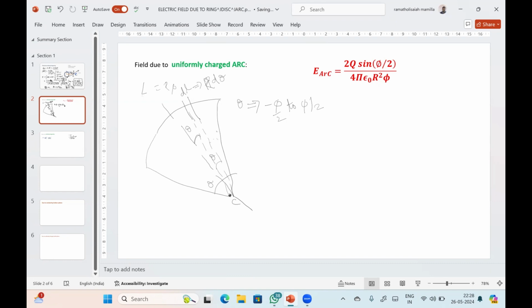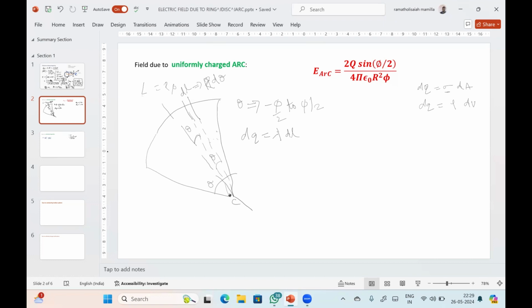Now you know dq is equal to lambda into dl, because it's an arc, with linear charge density. If it is a disk or 2-dimensional lamina, then sigma into dA or dS will go. For a 3-dimensional shape, like a solid sphere or hollow sphere, it is rho into dV. So this is surface or areal charge density, and this is volume charge density.